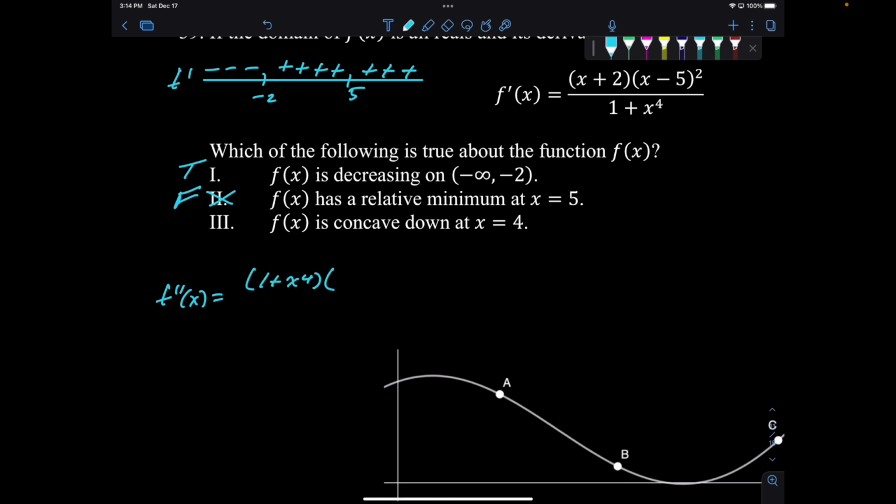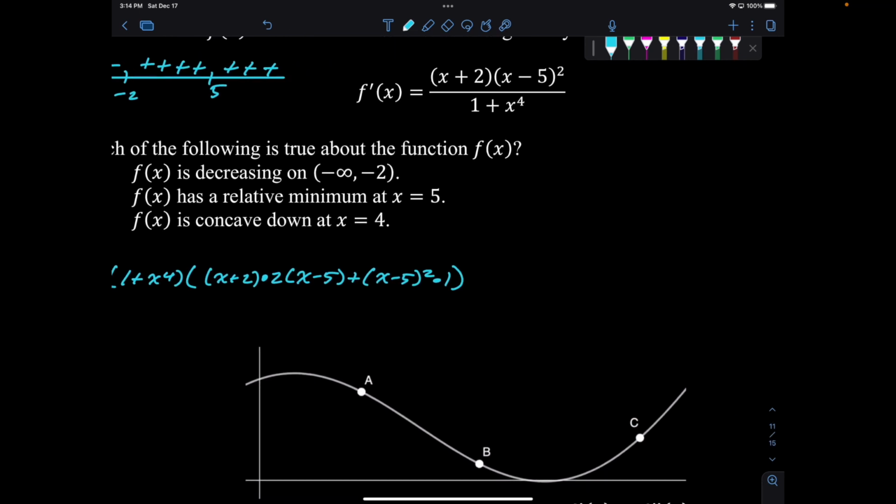Derivative of the top. So that's going to be x plus 2. We've got to do a product rule. Times 2(x minus 5) to the first, plus (x minus 5) squared times the derivative of x plus 2, which is just 1. So that was bottom times the derivative of the top. Now we've got to do minus top.